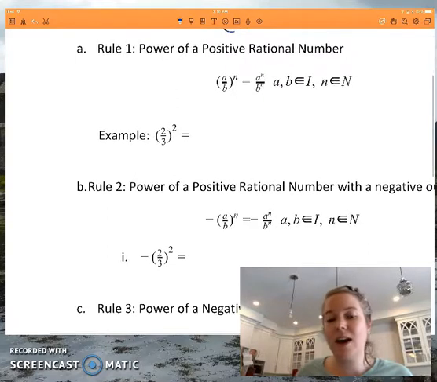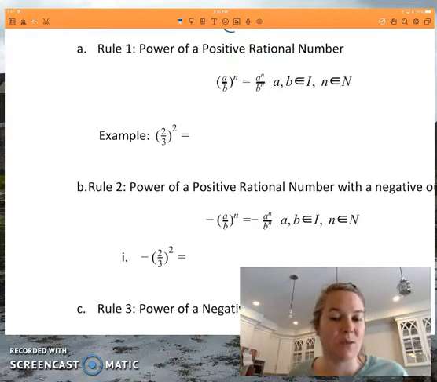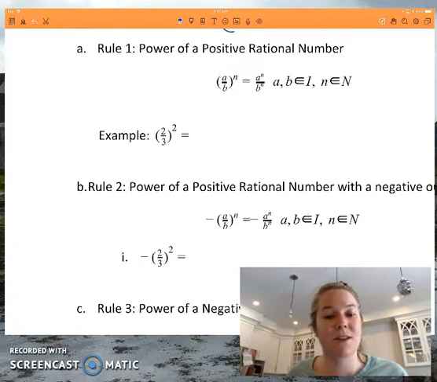Okay, so we have 3 different rules that we're going to look at today, and each of them are applied in a very similar manner. The only difference between the rules is a negative sign, and where the negative sign is determines which rules we're going to be using. So that's the thing you have to be really careful of. Other than the negatives, everything is going to work just the same way in all 3 rules.